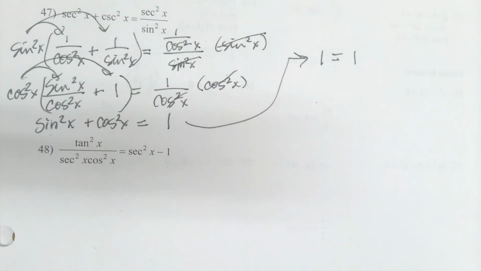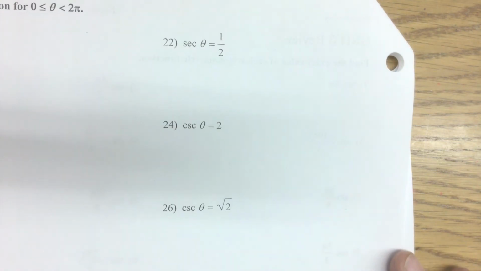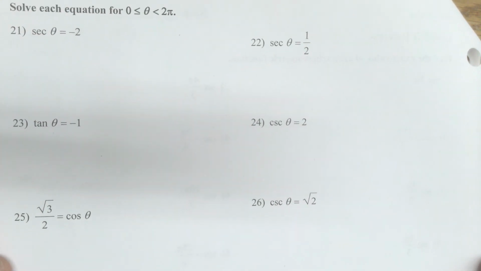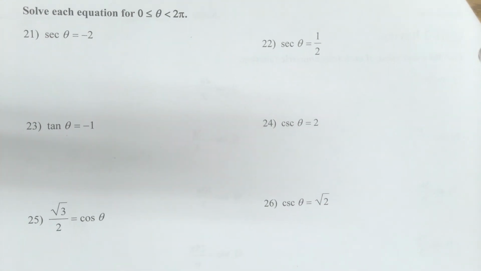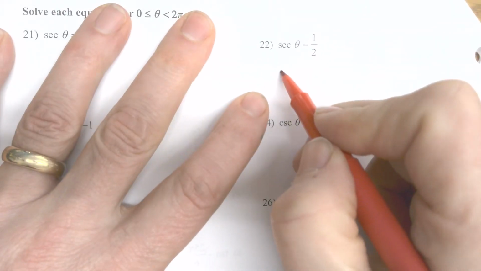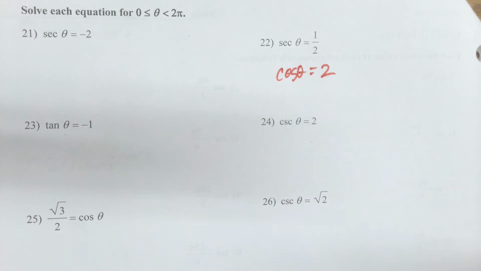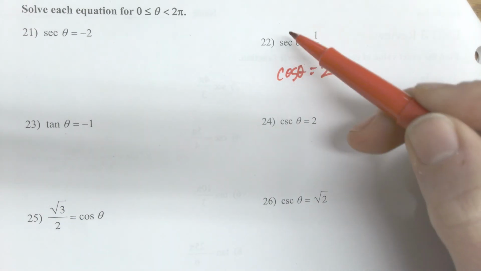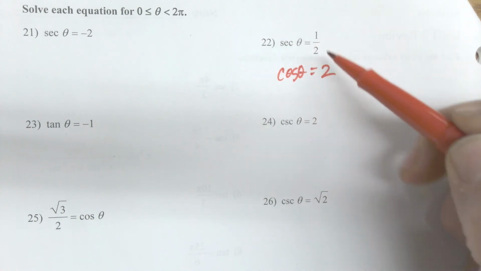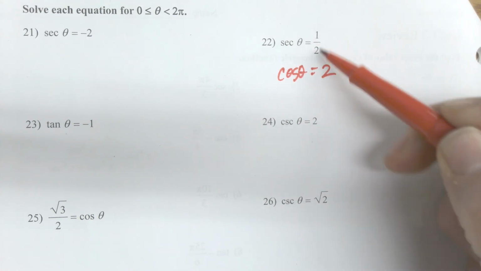Anybody, anything else? Yes? 22 and 40, yeah. Number 22 is when is the secant 1/2? And so the secant is 1/2 exactly when the cosine is 2, because they're reciprocals. But instead of me doing the reciprocal of this side, I prefer to do the reciprocal of the number side because that's easier for me to look at.